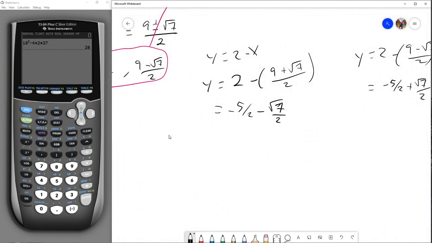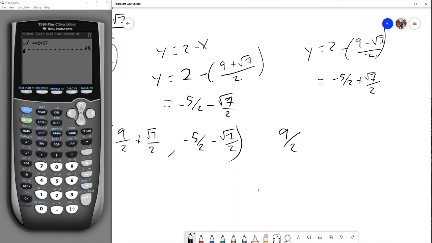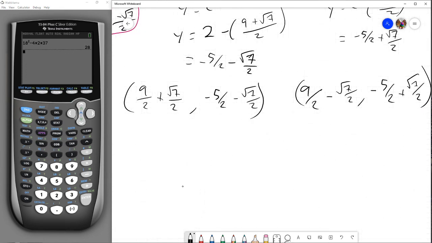So the claim then is when we have x as 9 halves plus root 7 over 2, our y value is going to be negative 5 halves minus root 7 over 2. And similarly, when we have 9 halves minus root 7 over 2, our y value is negative 5 halves plus root 7 over 2. Alright. We should probably figure out what those values look like.